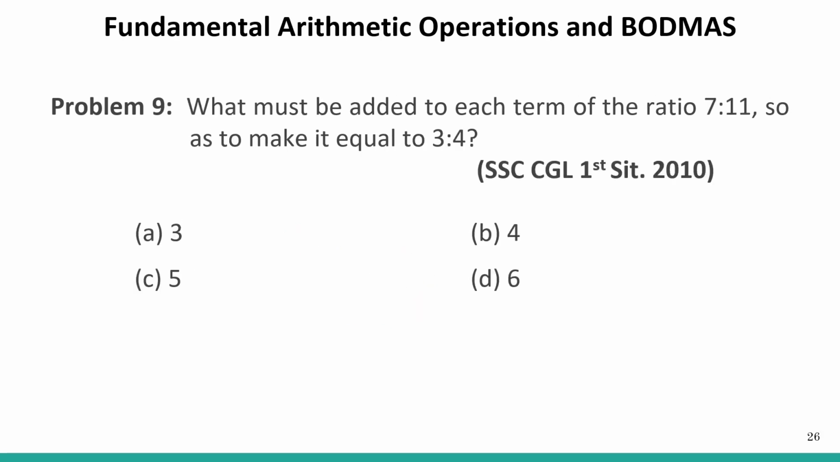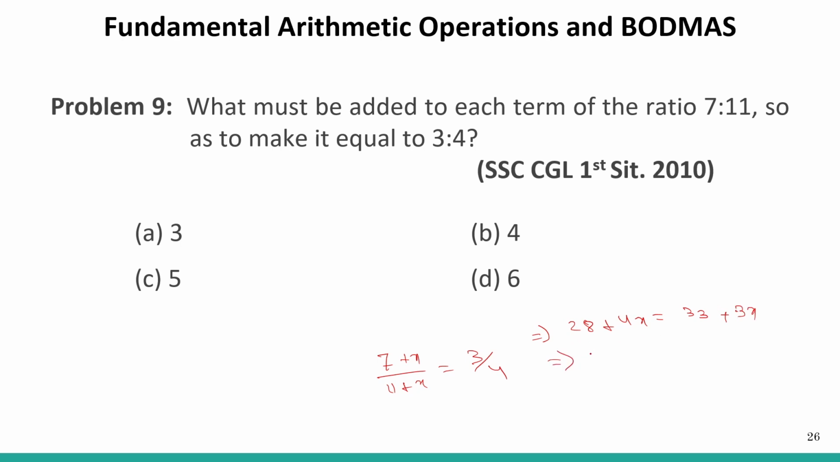So let's see problem number 9. So what must be added to each term of the ratio 7:11 so as to make it equal to 3:4? Okay, so what must be added to each term of the ratio 7:11 so as to make it equal to 3 by 4. So what we need to do is, what is 7 plus x? Let that part be x, and 11 plus x is equal to 3 by 4. So this is equal to what? 7 into 4 is equal to 28 plus 4x is equal to 33 plus 3x.